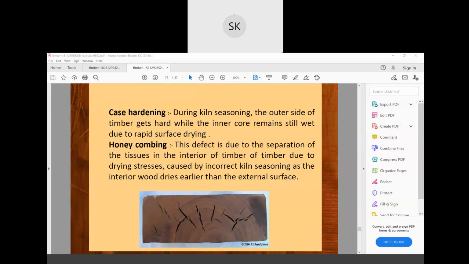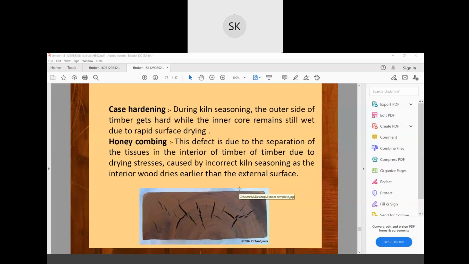What happens? The interior of timber gets drying stresses caused by incorrect kiln seasoning. When the process of kiln seasoning is incorrect, your interior part of the wood gets dried, but the outer parts don't get dried. That means, due to incorrect kiln seasoning, the interior part of the tree gets dried earlier than the outer part.